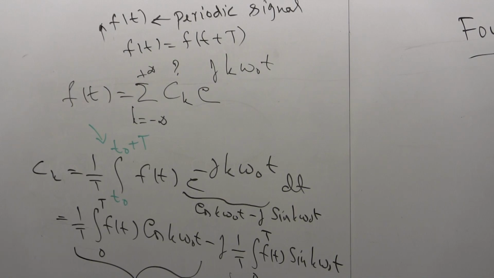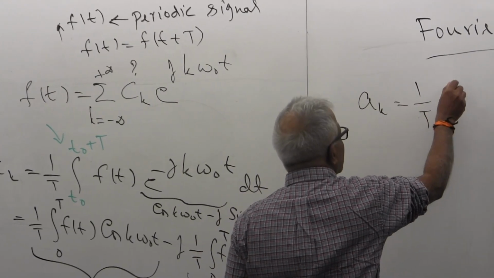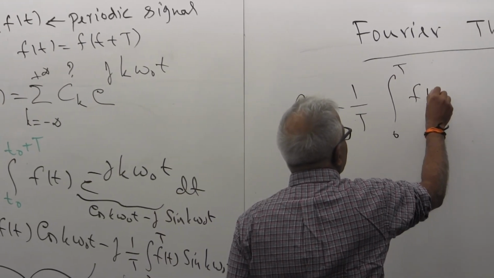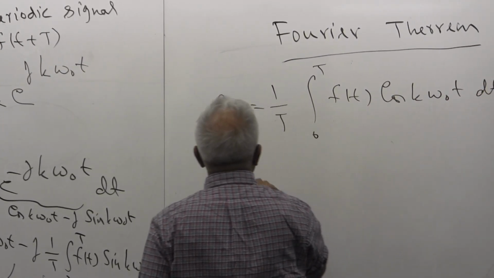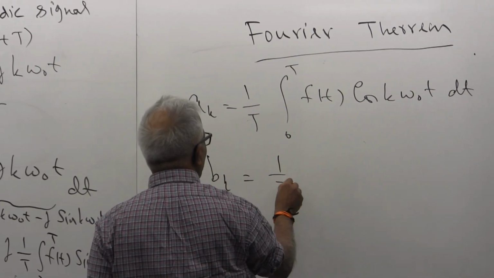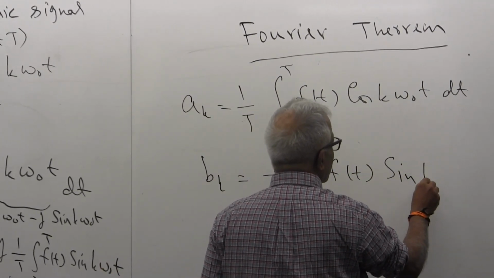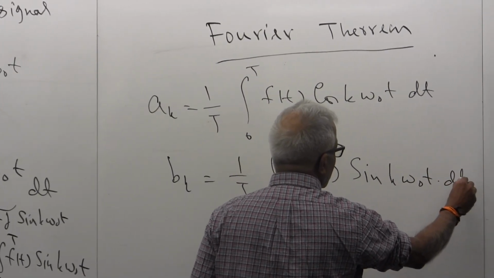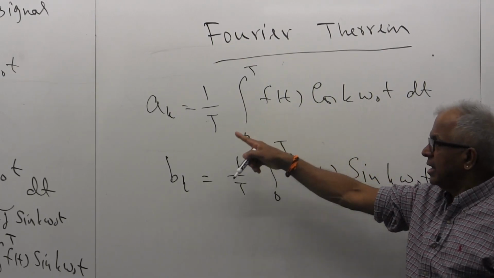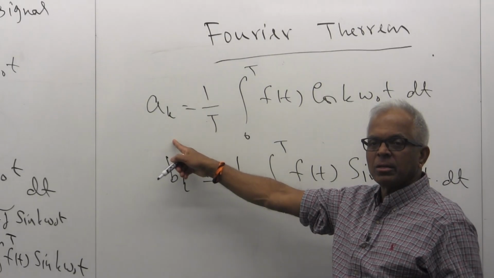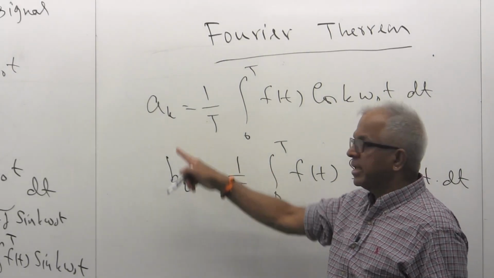So what are these aks and bks? So ak is 1 over T, integral 0 to T, f(t) cos k omega naught t dt. And bk is 1 over T integral 0 to T f(t) sine k omega naught t dt. All right, so remember, f(t) doesn't have to be real, but if f(t) is real, ak will be what? Look at here, ak will be real, because f(t) is real, this is certainly real. If f(t) is real, aks and bks are real.